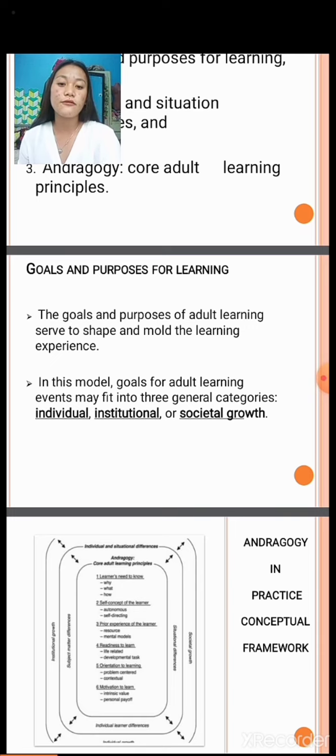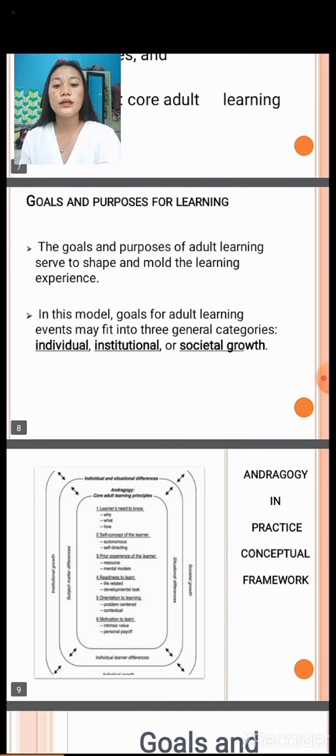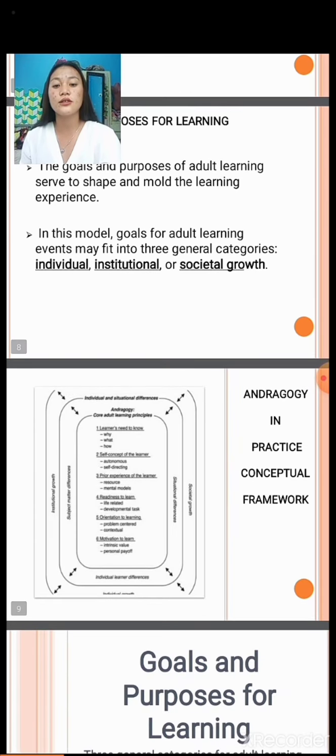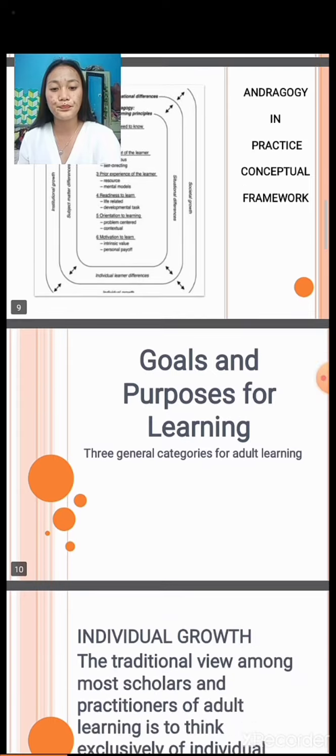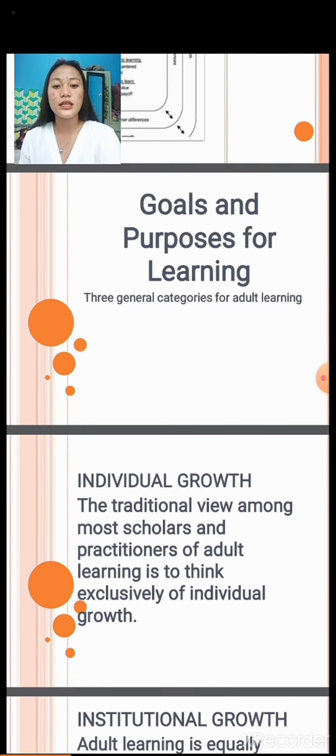The goals and purposes of adult learning serve to shape and mold the learning experience. In this model, goals for adult learning events may fit into three general categories. Number 1, individual. Number 2, institutional. Number 3, societal growth. This is the conceptual framework of andragogy in practice. Goals and purposes for learning. There are three general categories for adult learning.